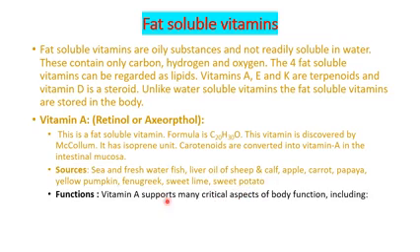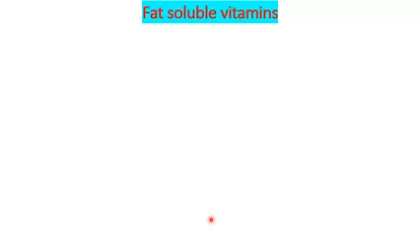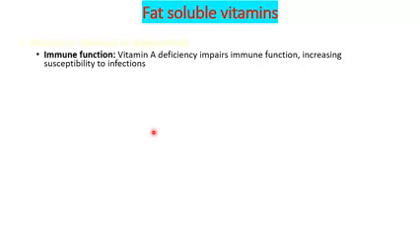So what are the functions? Vitamin A supports many critical aspects of body function, including vision maintenance. That's very important. Okay, it maintains the light sensing cells in the eyes and the formation of tear fluids. We are continuing with the functions. So it also has an immune function. Okay, so the deficiency impairs immune function, increasing susceptibility to infections.